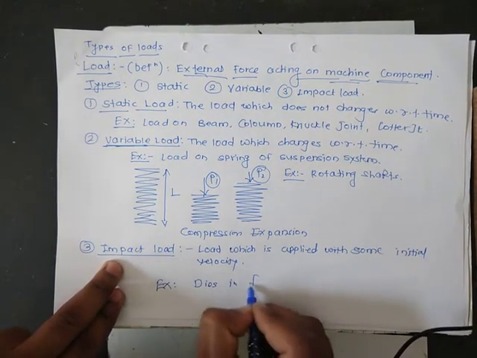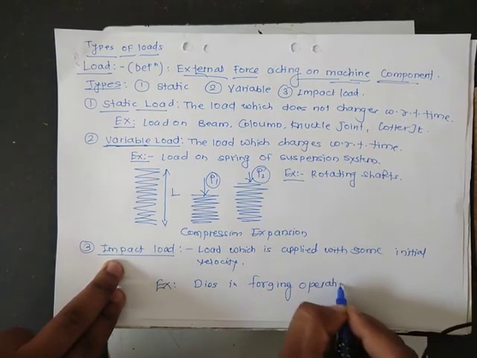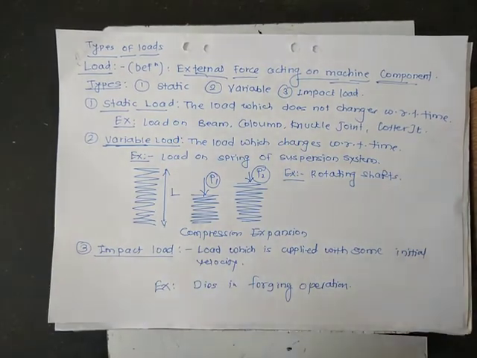The example is dies in a forging operation. You might have studied forging in the manufacturing process. In forging, between the punch and the die, there is a component on which the forging operation is to be carried out. The punch drops on the component to be forged with some initial velocity, so that an impact force is created. Thus, due to the punch having some initial velocity, the die is subjected to impact load. So this is about the types of load.